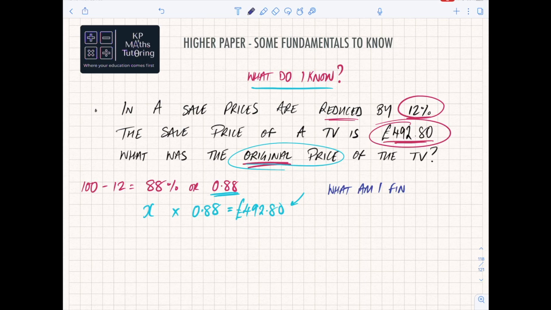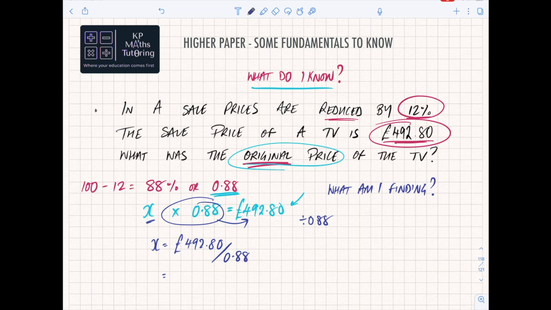Well, I'm finding x here, right? So because I'm finding x, I take this over the other side, and it becomes a divide by 0.88. So x is equal to £492.80 divided by 0.88. And basically, this would be on a calculator paper, this one, I'd imagine.